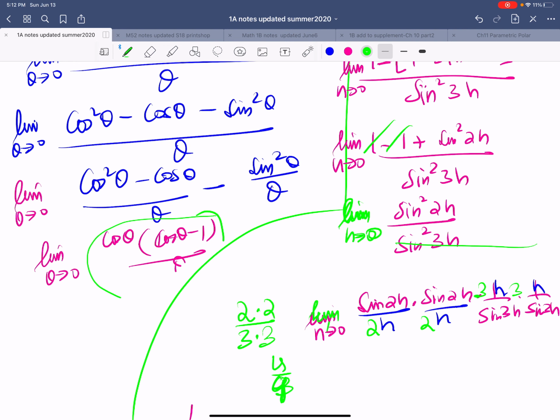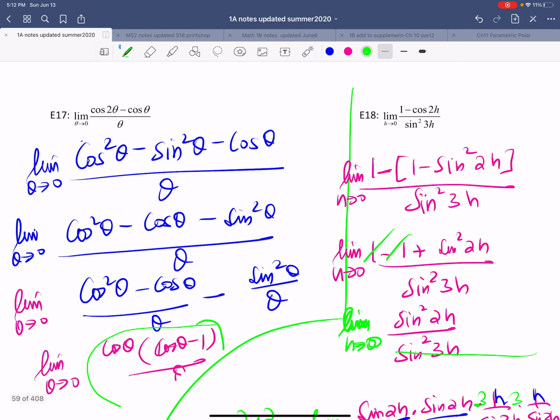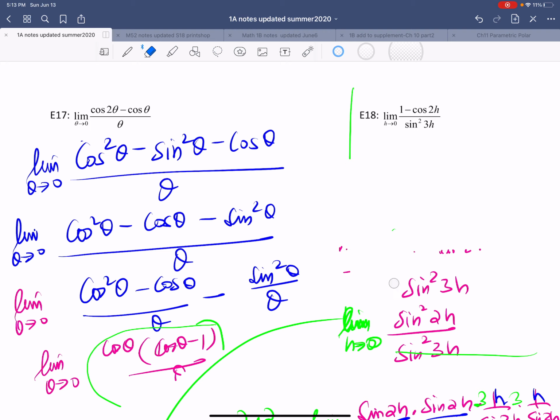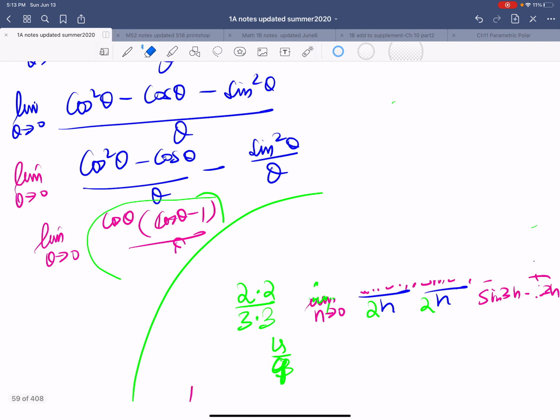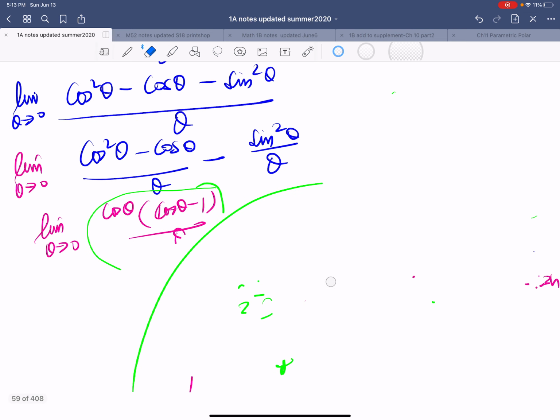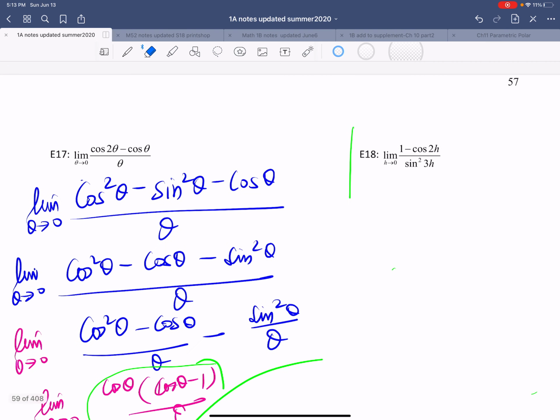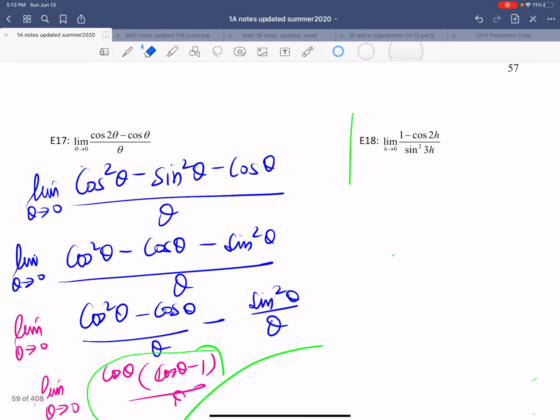Okay, so this is not correct. There's a small typo here, and that messed up the whole thing. That's not right. Okay, let's look at it one more time. I didn't use the trig identity correctly. I put a 2 at the wrong spot. 1 minus cosine 2h is 2 sine square h. Okay, so let's fix that.